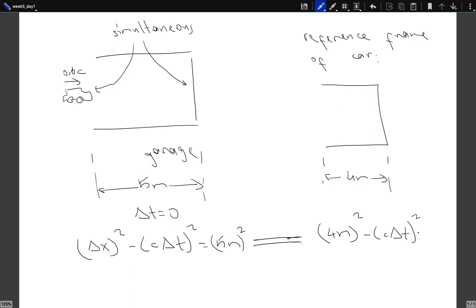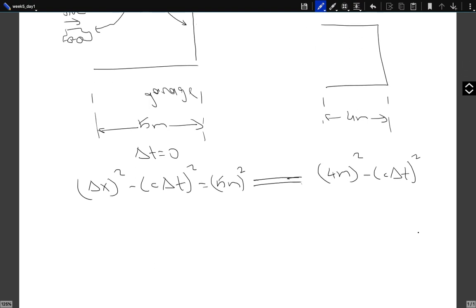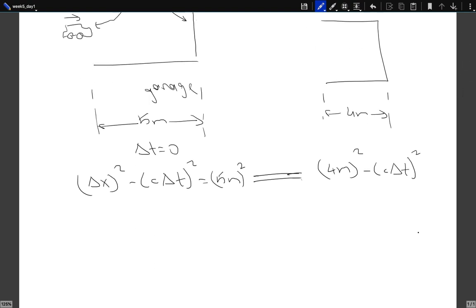But you see, we have the garage which is at rest, and in its rest frame, its length is 5 meters. Then we go to the other reference frame, which is moving with a speed 0.6 c. In that new reference frame, the length of the garage will contract. The position of the events will be different. You see, what are the events? It's a good idea to always write down your events.